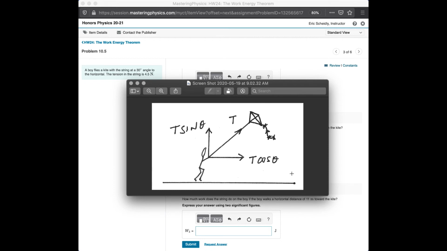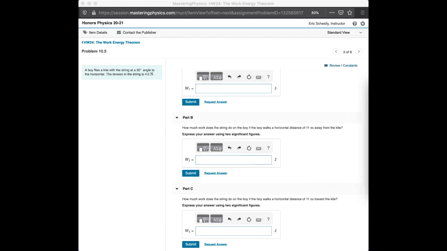So the work done in this case is going to be T cosine theta, and I'm given the tension and the angle in the problem statement. It's going to be T cosine theta multiplied by the displacement, which is 11 meters, and I know that work is negative, so I'll enter it as a negative number of joules.